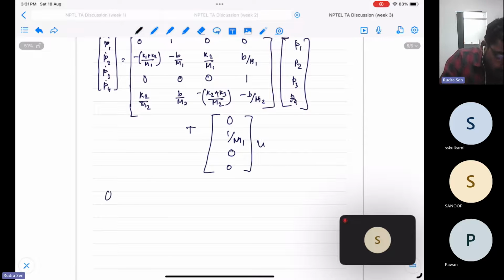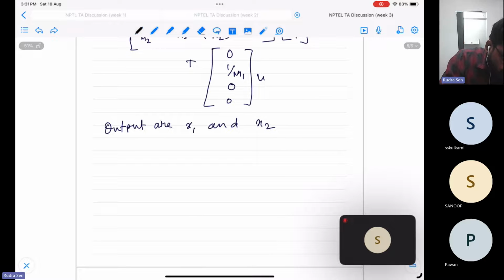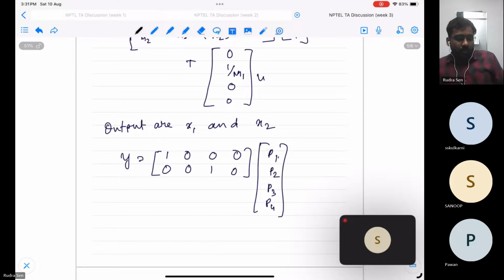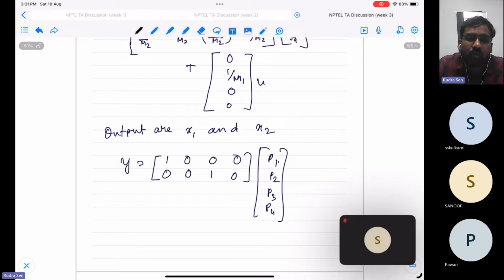And let's say I'm considering the output. The outputs are basically x1 and x2. So in that case, the output equation would be y equal to 1, 0, 0, 0, and 0, 0, 1, 0, multiplying p1, p2, p3, and p4. Okay, so this is clear to everyone, right?